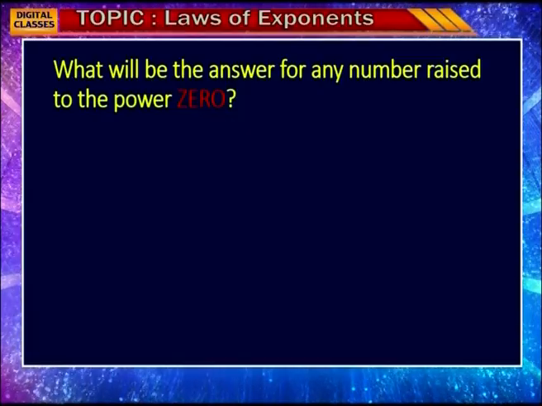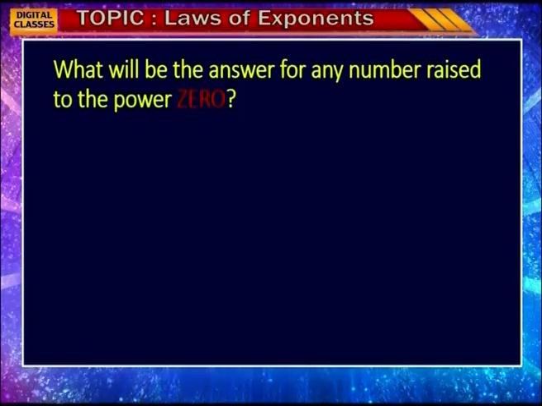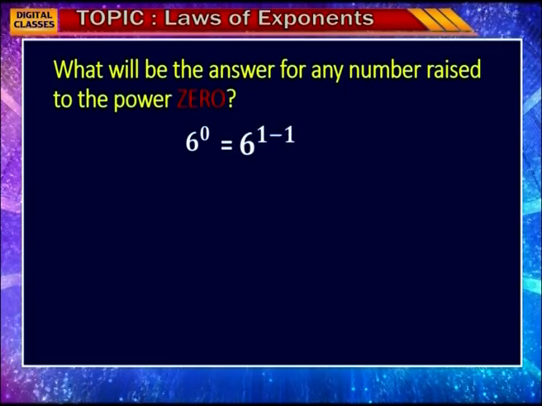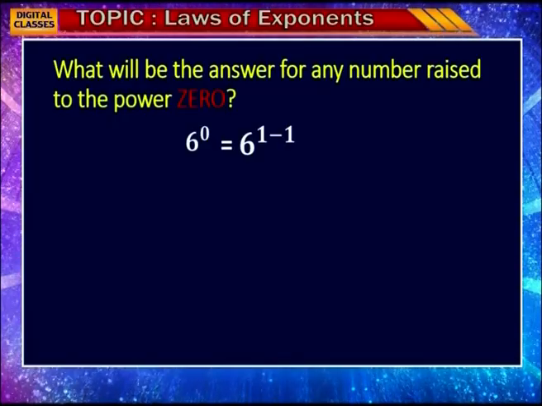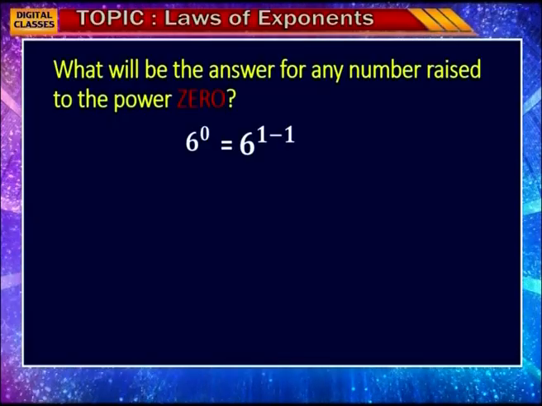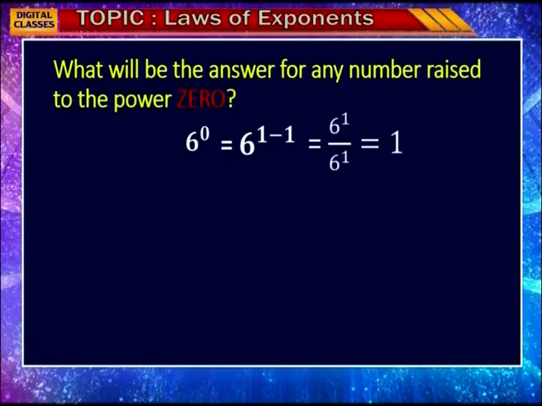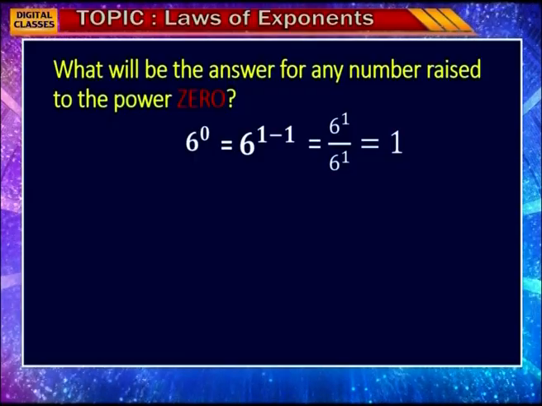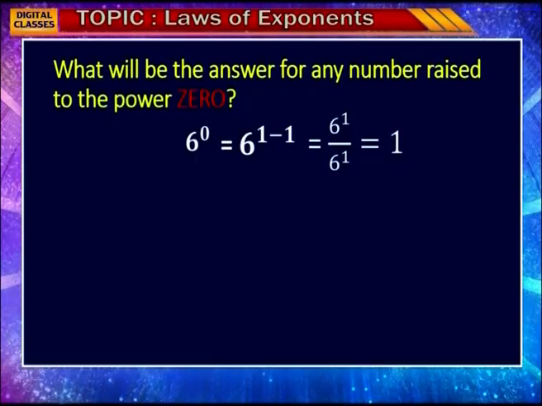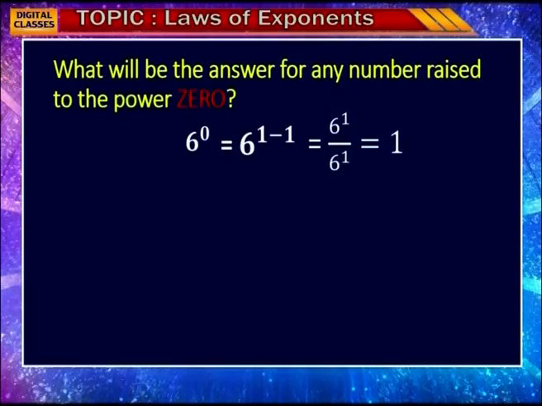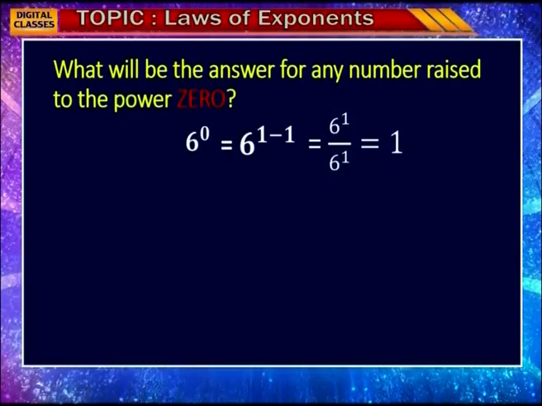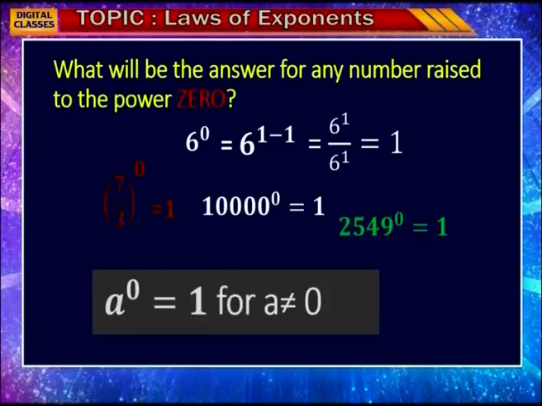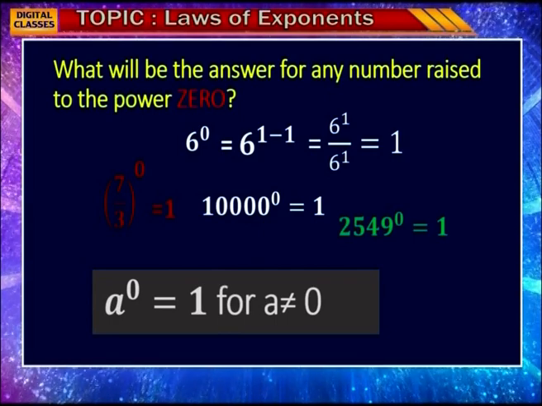What will be the answer for any number raised to the power of 0? 6 to the power of 0 is there. So, 0 can be written as 1 minus 1. Isn't it? Plus 1 and minus 1 will get cancelled and you will get 0. So, there is a negative sign in between the exponents. You can write like this in a division form. A to the power of m minus n can be written as a to the power of m by a to the power of n. That is 6 to the power of 1 by 6 to the power of 1. You know it is 1. 1 by 1, that is equal to 1. A to the power of 0 is equal to 1 and the condition is that a should not be equal to 0.